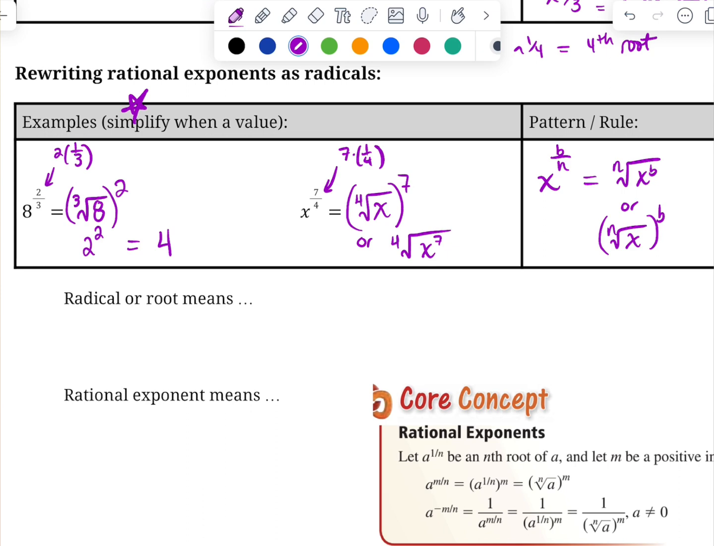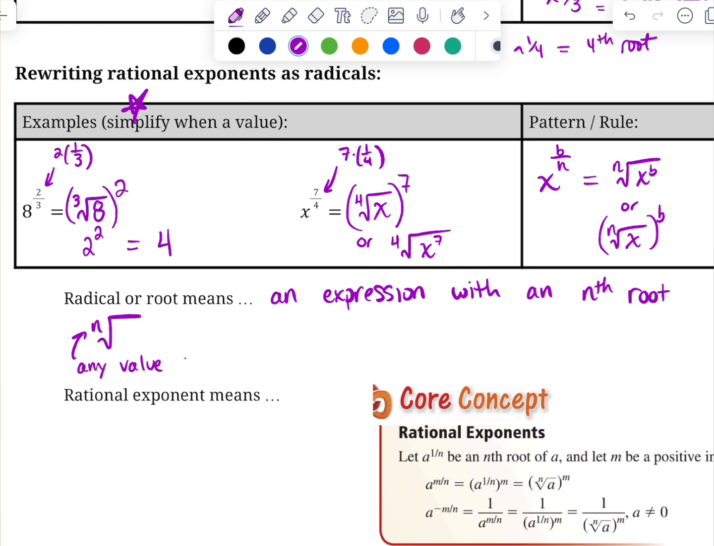Okay, so just as a little heads up, radical or root, whenever we see that, it means we're talking about an expression with an nth root, n because it could be any sort of power of our root. Okay, so nth root meaning like this. Okay, this could be any value greater than or equal to 2.